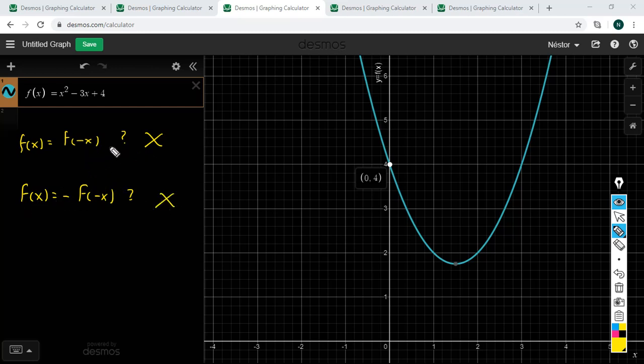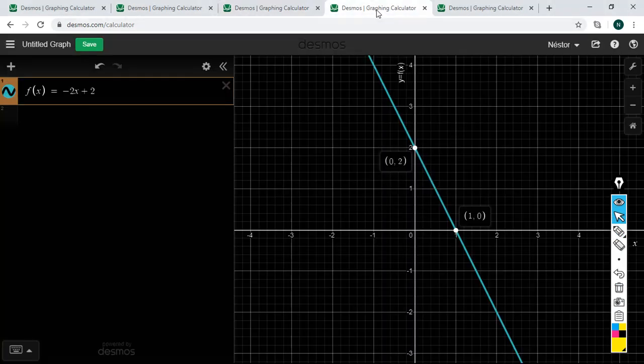So what this is telling you is that this function is neither symmetrical with respect to the y-axis nor symmetrical with respect to the origin, which is perfectly fine. Most functions are not symmetrical with respect to anything. So when you find a function that is symmetrical with respect to the y-axis or the origin, that's a very good thing, because it has a peculiar characteristic that makes it more manageable, so to speak. Okay, let's do one more.